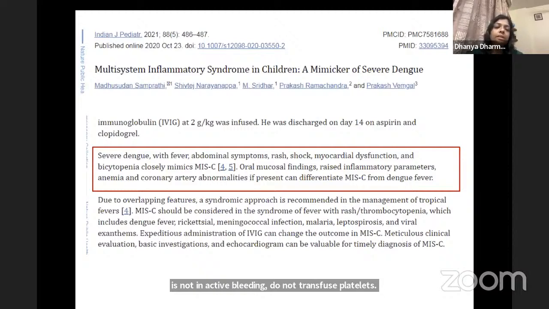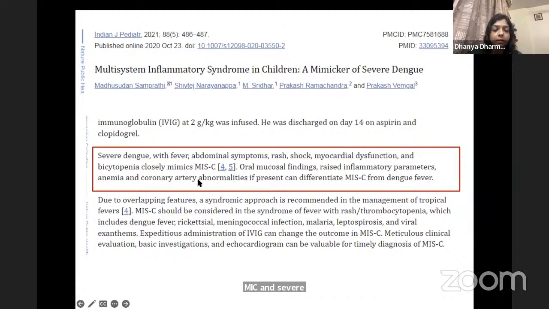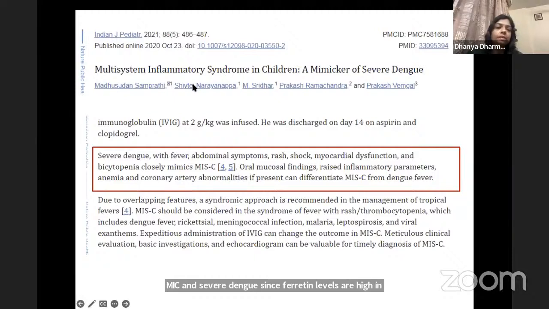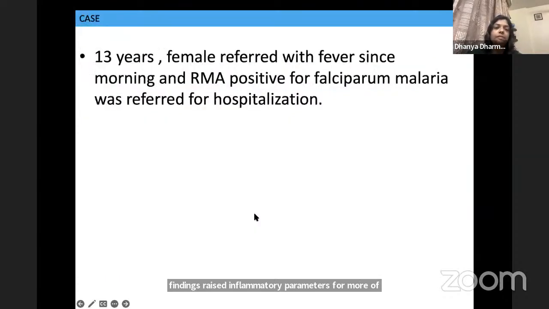Now, during the COVID pandemic, when we had these cases of MIS-C and severe dengue, since ferritin levels are high in both, there was a bit of a problem in how to distinguish MIS-C. This is one of the papers where they suggested that in multisystem inflammatory syndrome due to COVID, you have oral mucosal findings and raised inflammatory parameters, but more of coronary artery abnormalities. So that can help in distinguishing it from dengue fever.